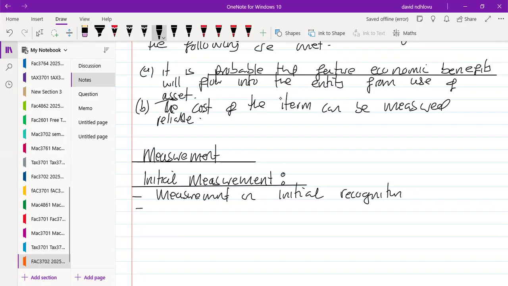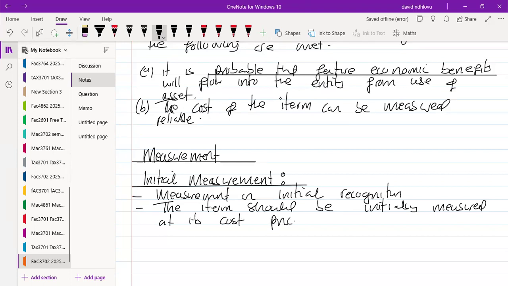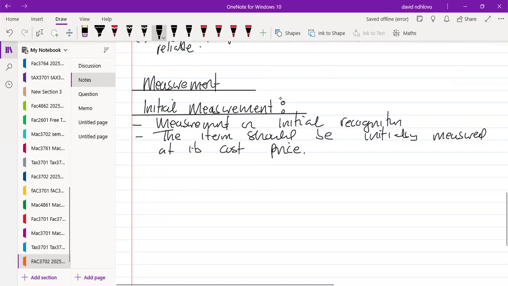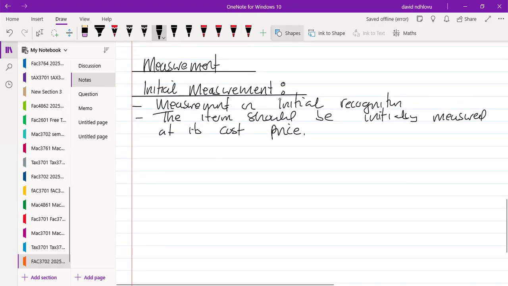Right, and we are saying the item should be initially measured at its cost price. Right, so we need to look at this term cost price of an asset, and we need to understand what makes up the cost price of an asset. So let's look at the cost price of an asset here.